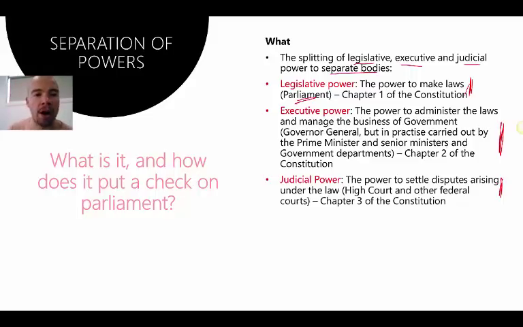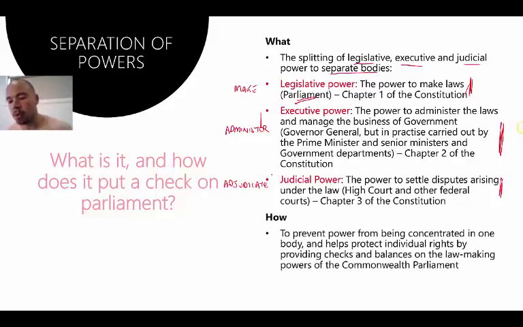This rests with the High Court and other federal courts, and in the states with the state courts in each state system. Why is this important? Why do we split up the power to make laws, the power to then administer the laws, and then the power to adjudicate on or decide if you've broken them or not? The main reason is we want to prevent power from being concentrated in one body. We want to make sure individuals' rights are protected by making sure that no one can abuse their power.